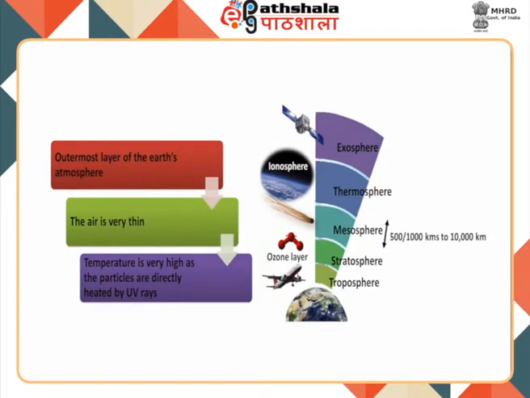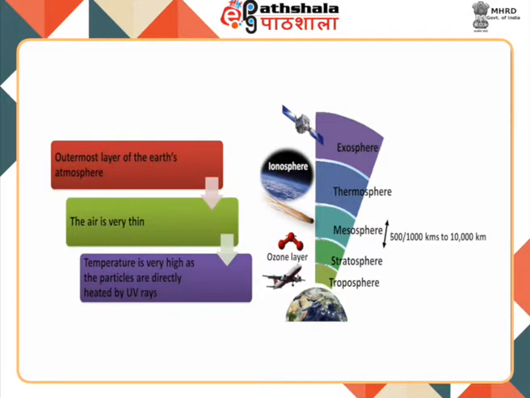Lastly, the exosphere is the outermost layer of the atmosphere and ranges from 500 to 1000 kilometers to 10,000 kilometers. This is a part of outer space and consists mainly of hydrogen and helium, and the air is so thin here that it is almost like a vacuum. Generally, the satellites orbiting the Earth are found in this region.